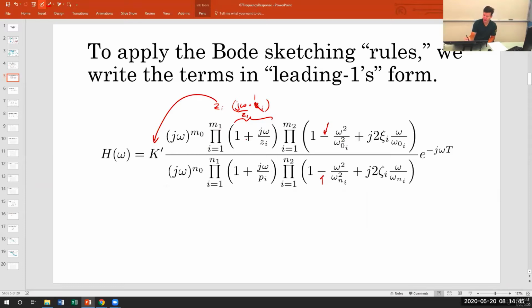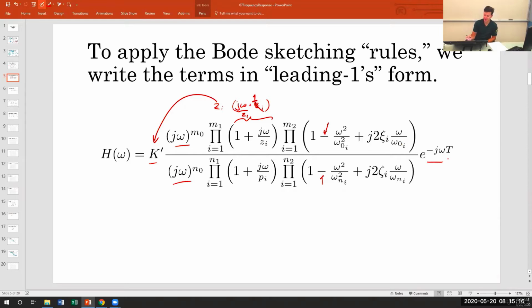If I factor out one thing from any of these products, I can bump it out to the constant out in front. And this is what I think you learned is called leading ones form. So it's a 1 plus a function of omega, here's a 1 minus some other stuff plus a function of omega. Of course, the ones that you can't write in leading ones form are the poles and zeros at the origin, the constant, and the delay. But everything else you can write in leading ones form.